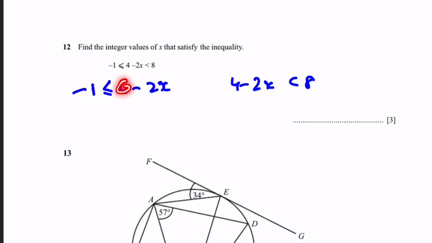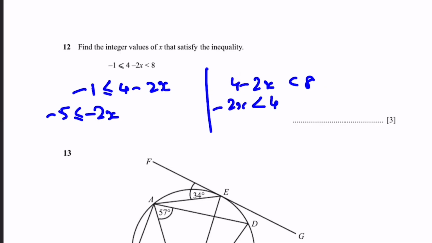So now we can bring this 4 to the other side to make this minus 5 less than or equal to negative 2x. And on the right hand side, bringing this 4 to the other side, minus 2x is less than 4. And now here we have a very important property. When we bring the minus 2 to the other side, to divide by minus 2, we have to flip the sign. That's because we are dividing by a negative number.